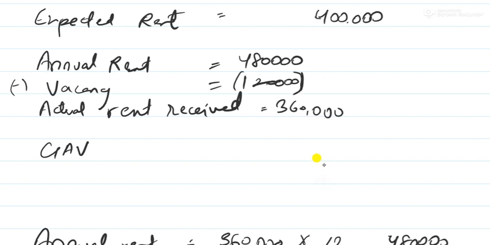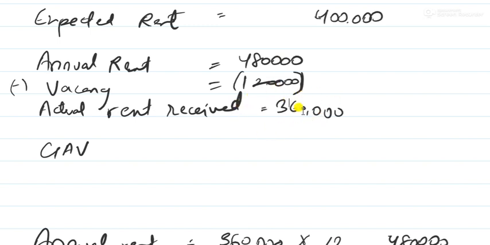Okay. Now let us compare annual rent and expected rent and see whether the vacancy is to be considered or not. So the expected rent is 4 lakh and the annual rent is 4 lakh 80. Means the assessee is an honest one and he did not try to hide his income. So the income tax authority will consider his vacancy.